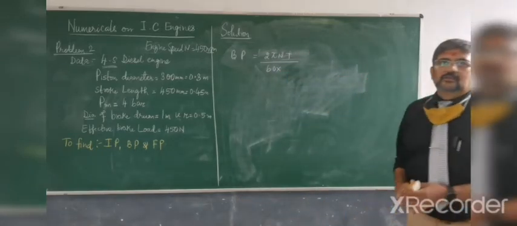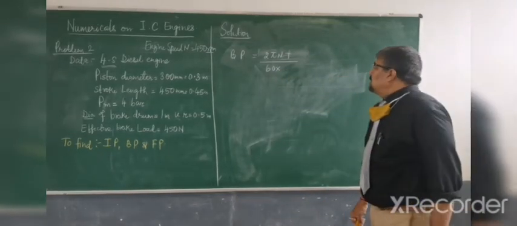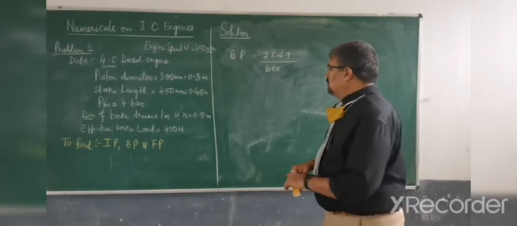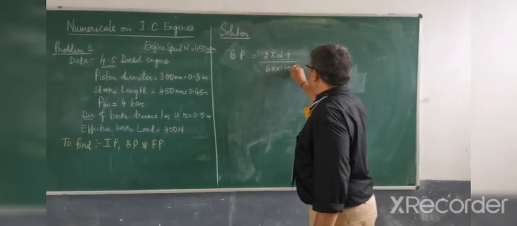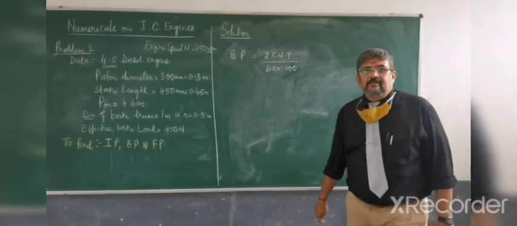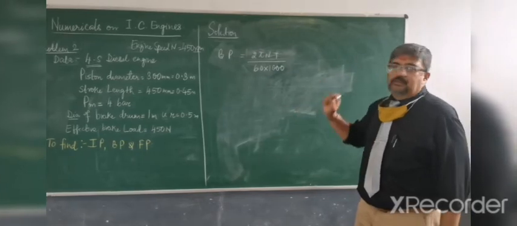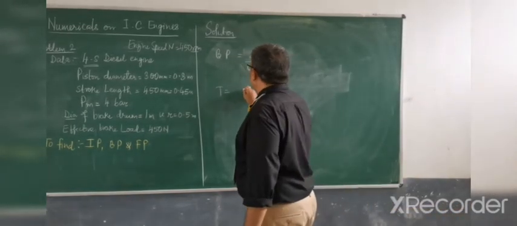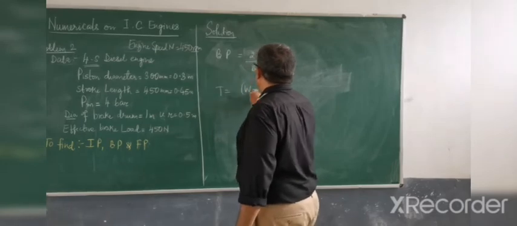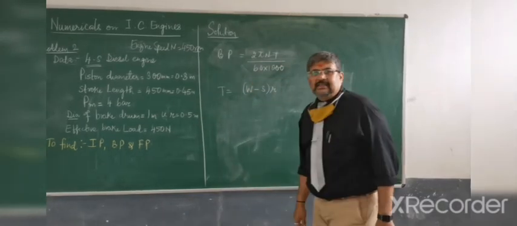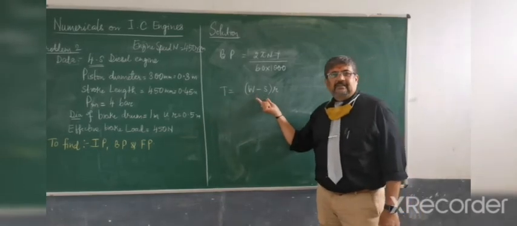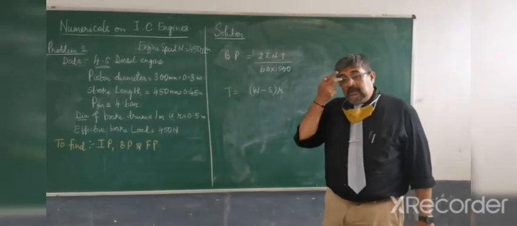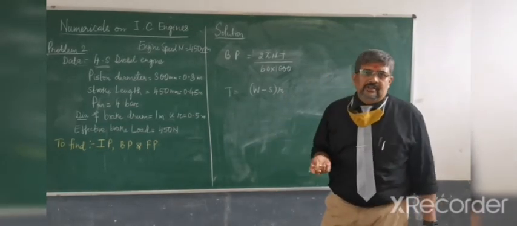It is 2 pi nt divided by 60 into 1000. Okay, now we initially need to find out what is the value of T. Okay, so T is nothing but W minus S into R. And as I said, if the values of W and S are given in kg, you will have to multiply it by 9.81, and the value of R will be in meters. So finally, you get the units as Newton meters.